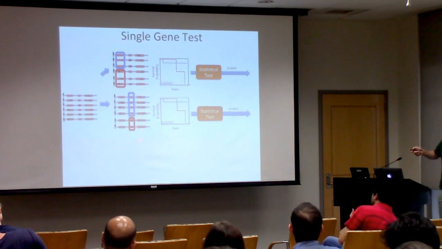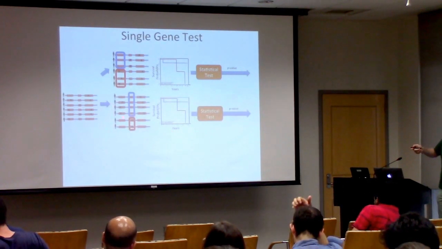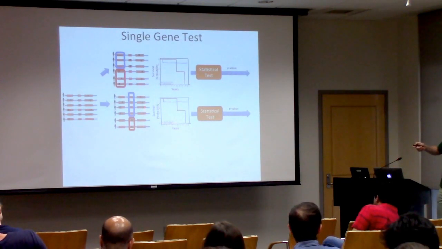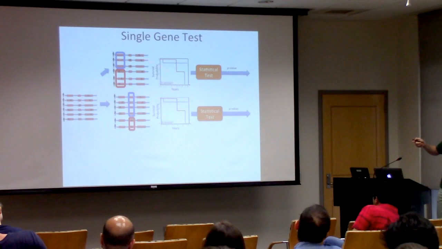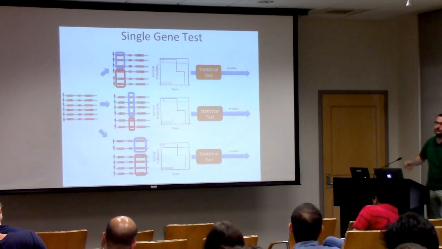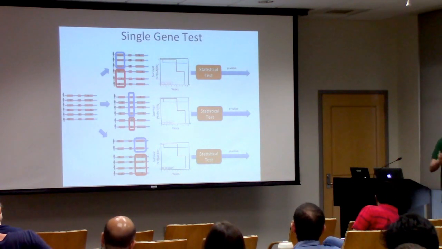I can do it for the second gene. So now I partition the patients according to the mutation status of the second gene. And the partition in general will be different from the partition that I had up here. And I get a p-value, and I do it for the third gene, and so on and so forth, for all the genes that I have mutated in my data set.